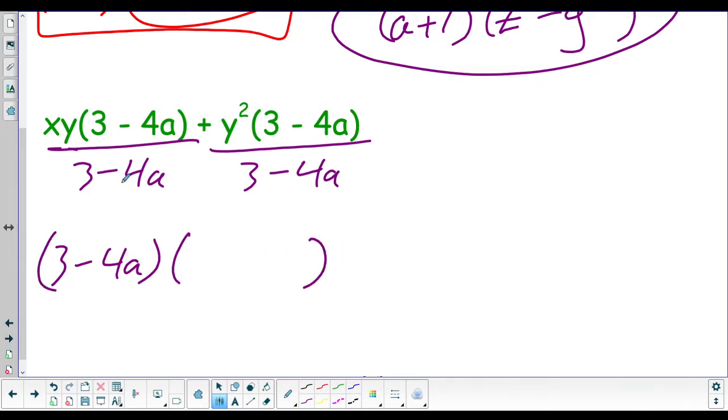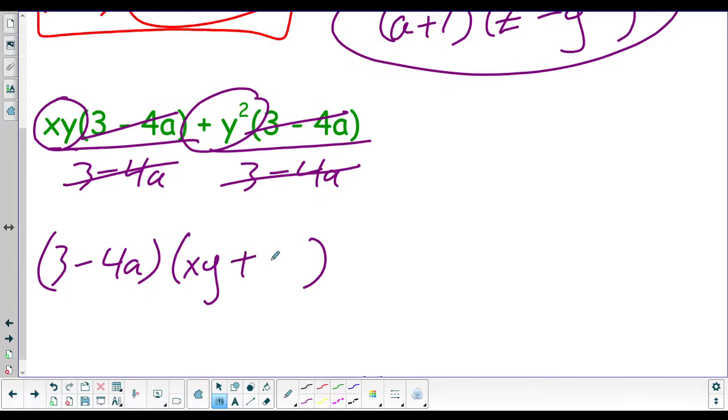Parentheses. Cancel. What's left over? Cancel. What's left over? All right. There's an extra thing we have to look at here, though. What do these have in common? A y. So we can take a y out.